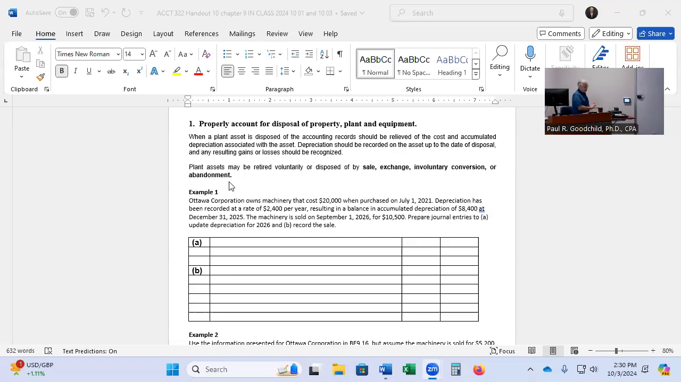Okay, everybody, we're picking up on the chapter 9 handout from our last class that had the group problem on the front. And we're going to the page where it says properly account for the disposal of property, plant, and equipment.